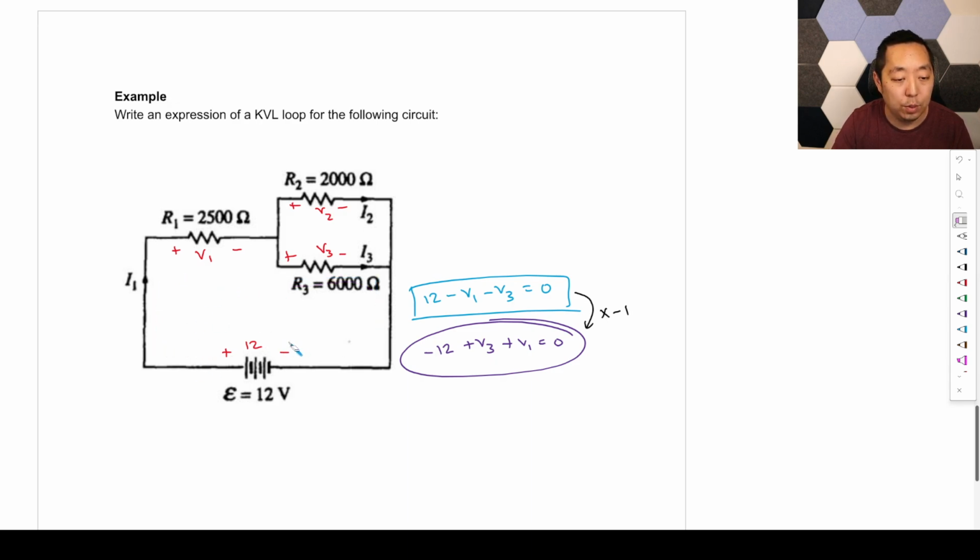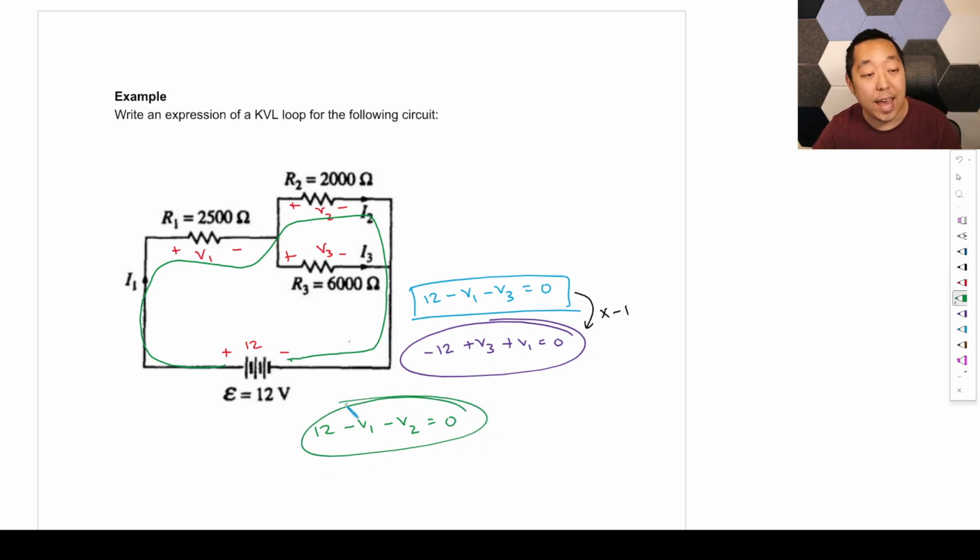Okay, let's do one more loop. Let's do the loop where we go like this. Technically, we're starting here. I always like to start at the battery. That's again personal preference. You can start anywhere in the loop as long as you complete the loop. So we're going to go up 12. I'm going to do minus V1 from positive to negative. We're going to do minus V2, and we're going to get to 0 there.